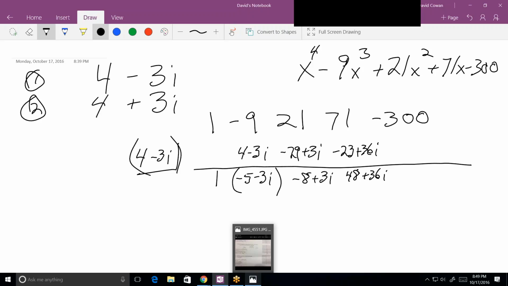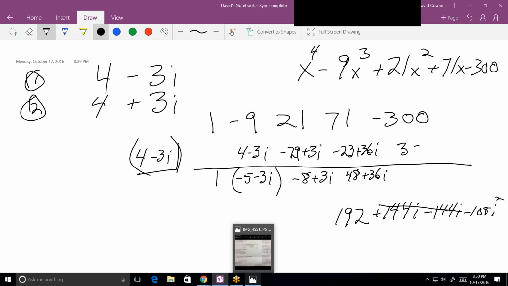This one becomes 4 times 48, 192, plus 144i minus 144i, well, that's nice of them, minus 108i squared. Notice that gives you plus 108. Added to that, that leaves 300.